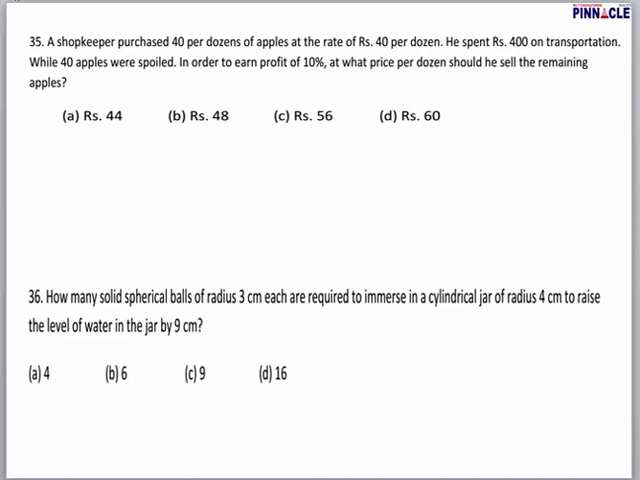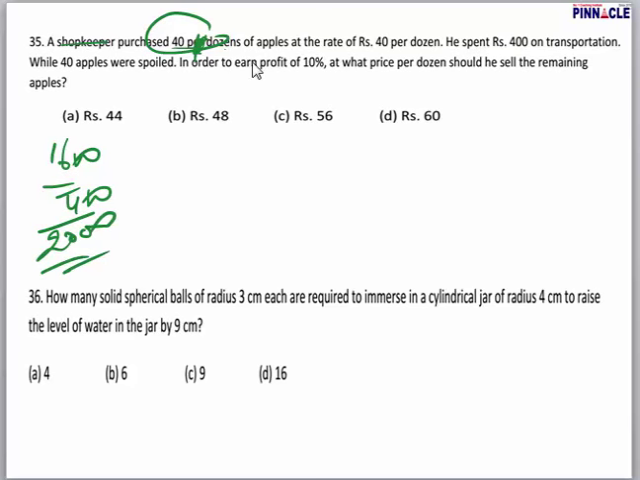Question number 35. A shopkeeper purchased apples at 40 per dozen. 40 dozen of apples at the rate of 40 per dozen. 40 into 40, that is 1600 rupees. Purchase is 1600 plus 400 on the transportation, so the total cost is 2000.